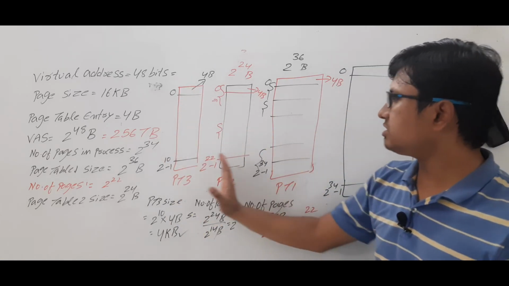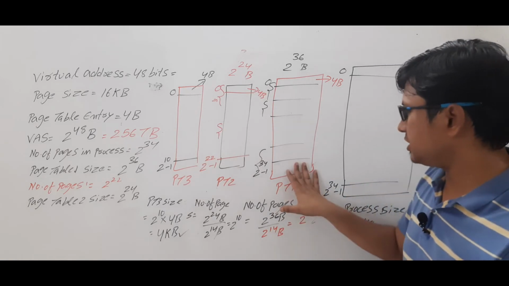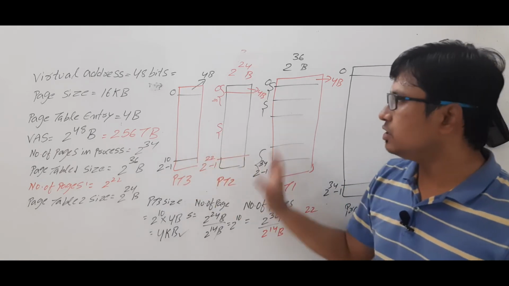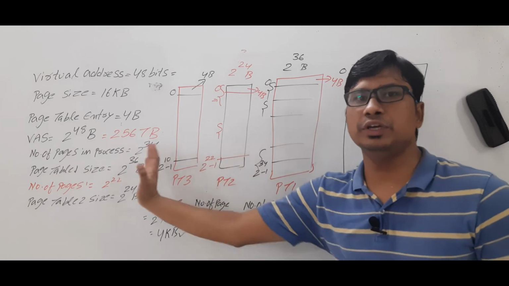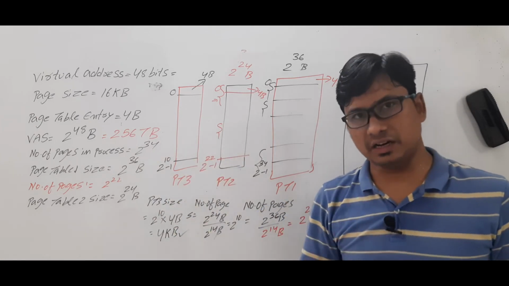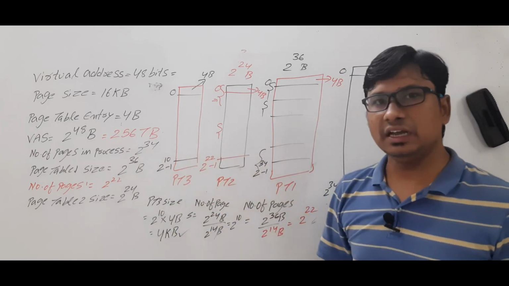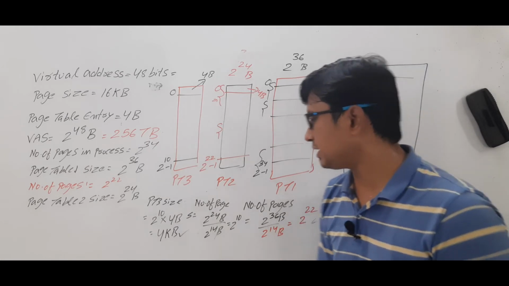So how many levels do I have? 3 levels: page table 1, page table 2, page table 3. So how many page tables do we have? We will say that many levels are there. So we have 3-level paging here. Are you able to understand?